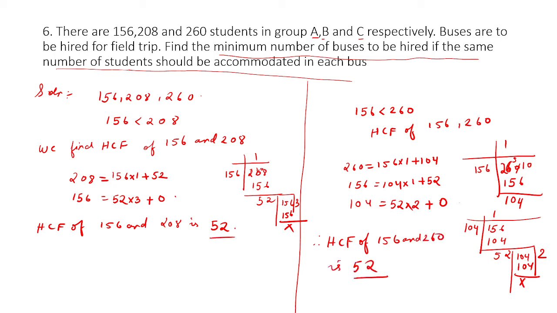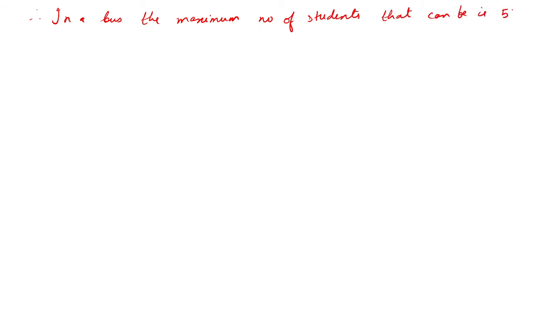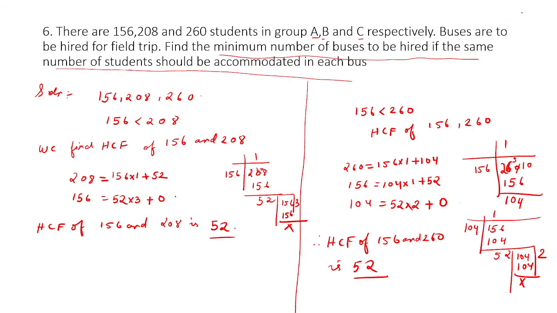Clear? So we have already verified that in a bus, the maximum number of students that can be seated is 52. Okay, but we're not asked to find the maximum number of students. We're asked to find the minimum number of buses that has to be hired.